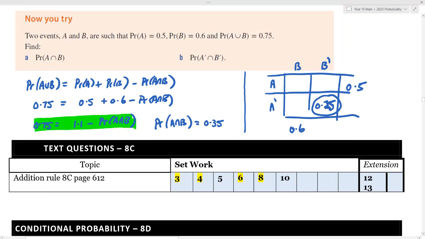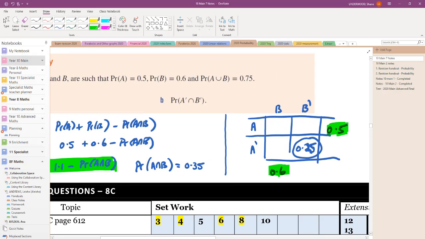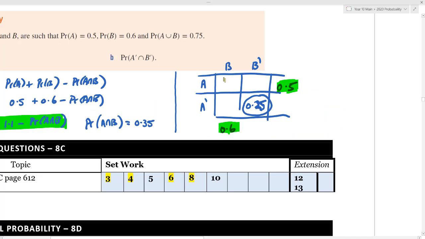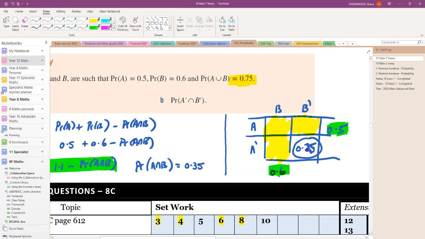Likewise, for part B, we've been asked to find A and not B. Well, you can see there that the probability of B is 0.6, the probability of A is 0.5. We have worked out that the probability of A or B is 0.75. So that means this plus this must add to 0.75, which means we can fill this out as 0.25, which of course is our answer. Okay, so this answer here is 0.25. And of course, once I find that out, I could then go ahead and fill out the rest of the table.